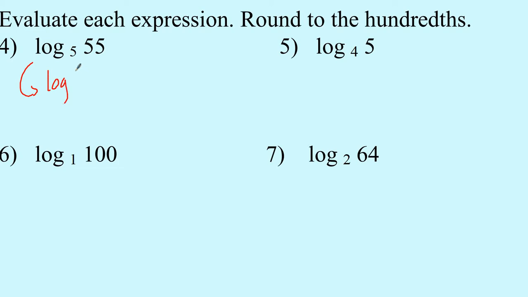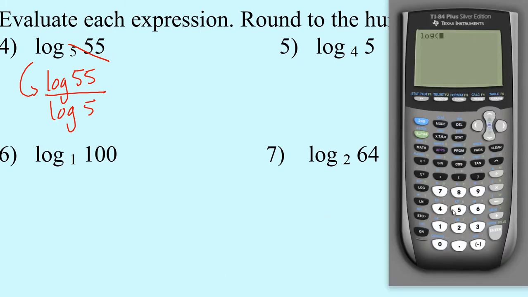That would be log of 55 over log 5. The base goes on the bottom. It's always like this. The argument's on top. I get kids that mess that up all the time. So log 55 divided by log 5.